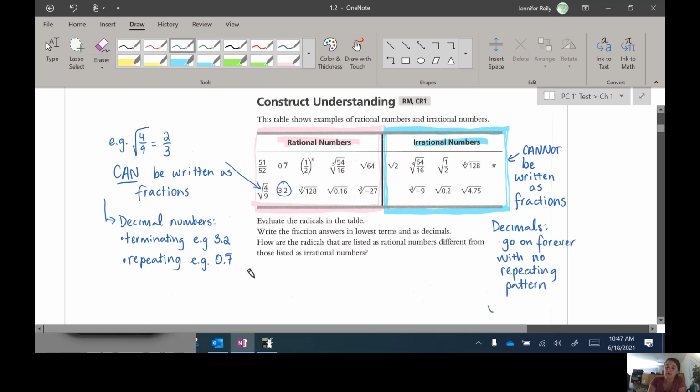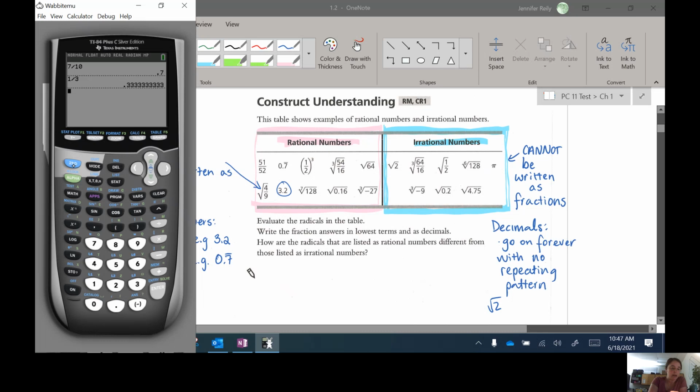For example, square root of 2. That 2 is not a perfect square, so there's nothing that multiplies twice to make 2. If I type that in my calculator, I'll get a decimal. And the decimal stops on the calculator just because there's not enough space to keep going, but it does go on forever. So you could continue writing the numbers down.